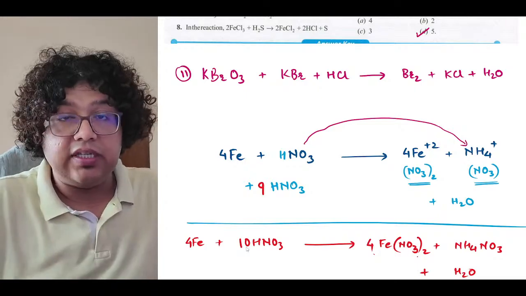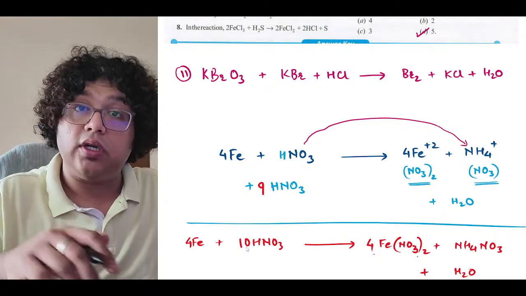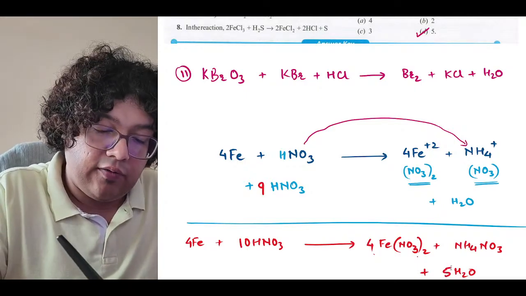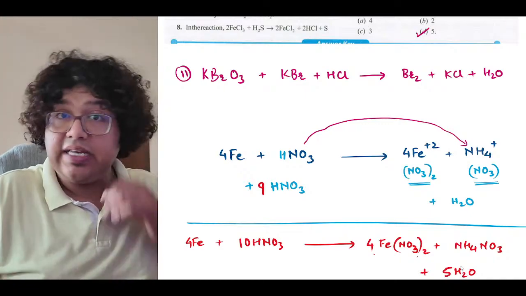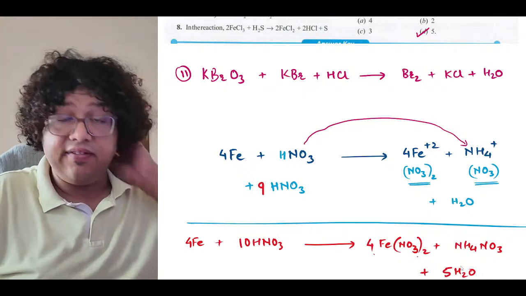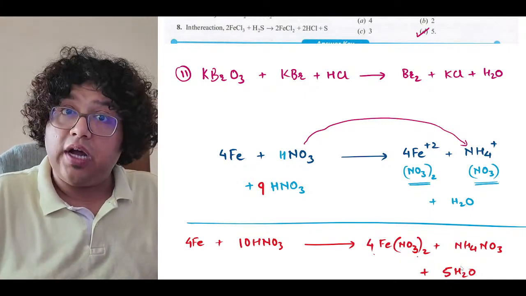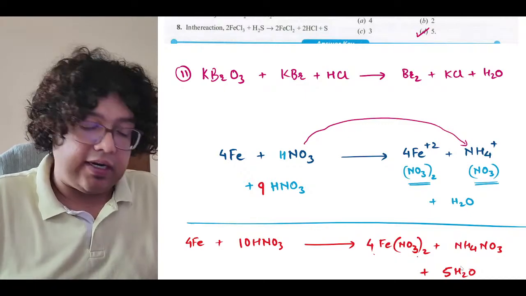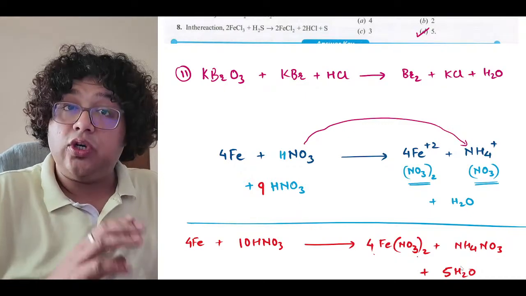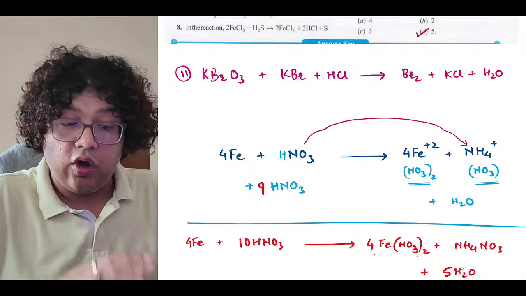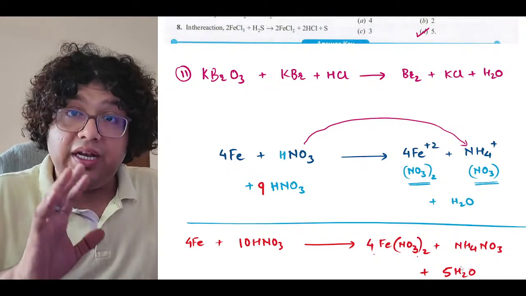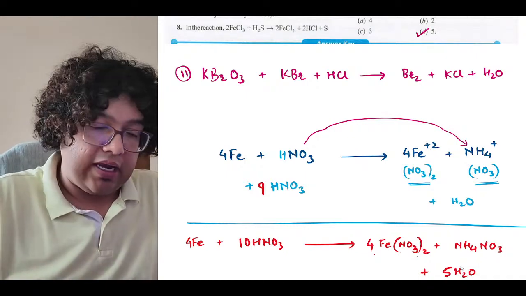Now all the hydrogen that are present on the product side are with water only. So I will simply write down 5 water molecules. Let us have a look at the reaction and see whether it is balanced. We have 4 iron. Yes, 4 iron on left and right hand side. There are 10 nitrogen on the reactant side, and you can see on the product side there are total 10 nitrogen. So nitrogen also balanced.